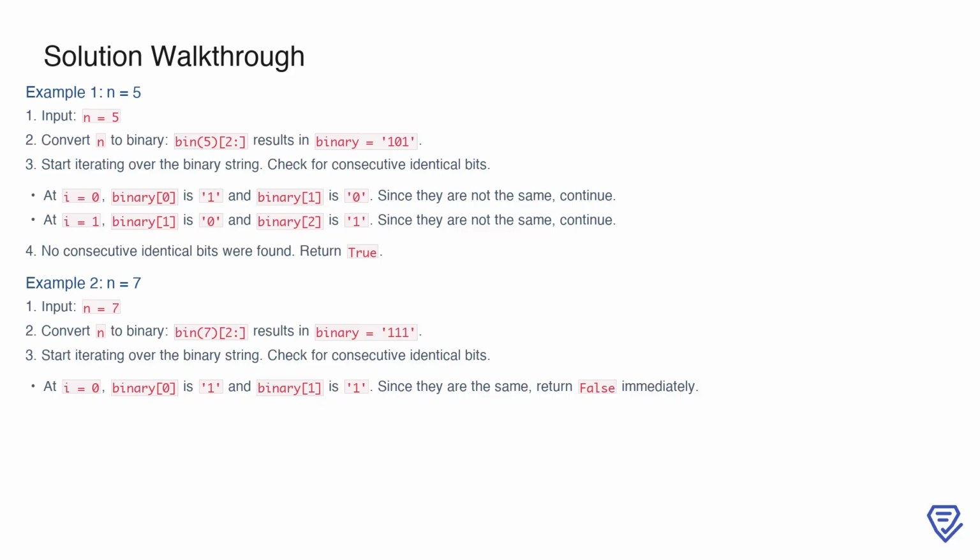Again, these are not the same. After checking all pairs, we find no consecutive identical bits in the binary representation. Therefore, the function returns true for this input.